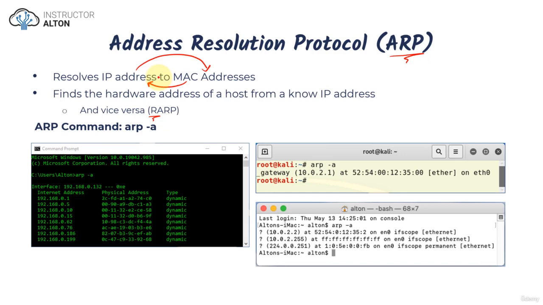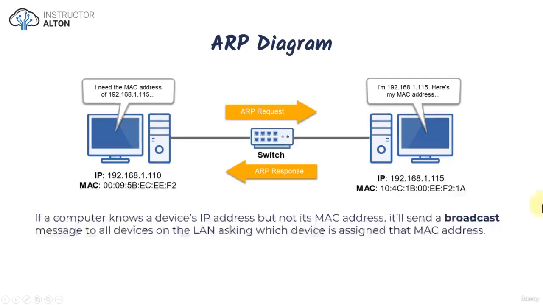Now, the command for the ARP protocol to find out what your ARP cache is in your operating system is going to be the same in Windows, Linux, and Mac. And the command is arp -a. We'll do a live demo after this video. So let's go ahead and take a look at how ARP works, and then we'll come back to this slide and look at the output from the three different operating systems. So let's walk through a very simple example of why we would need ARP.